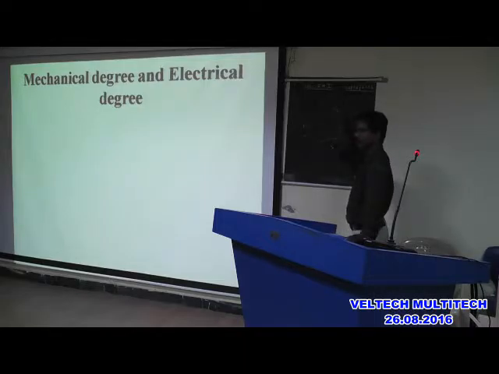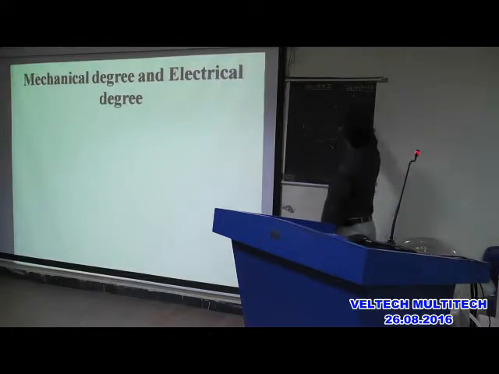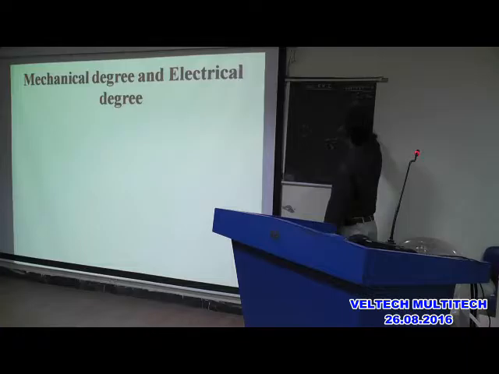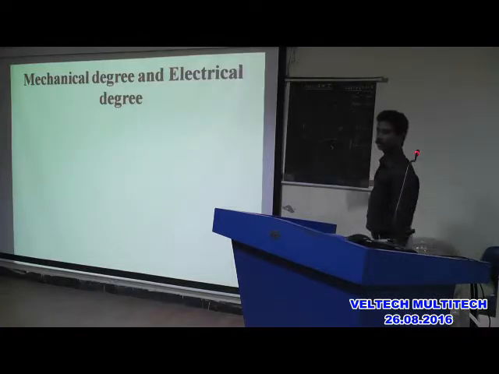Now in 360 degree mechanical rotation, how many cycles will be induced? Under N one time it will cut, then S one time, then N one time, then S, so two cycles will come, correct? That is 720 degree. So in case of two pole, 360 degree mechanical is 360 degree electrical. In case of four pole, 360 degree mechanical is 720 degree electrical. Now we can relate these two.